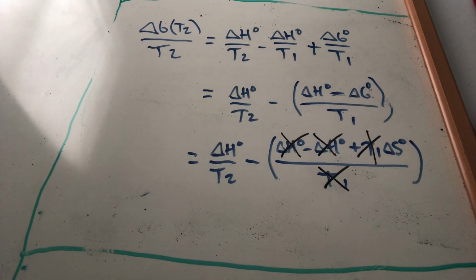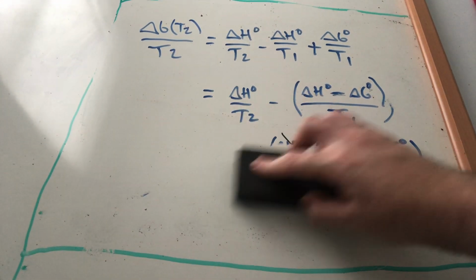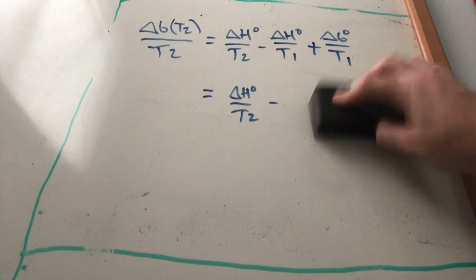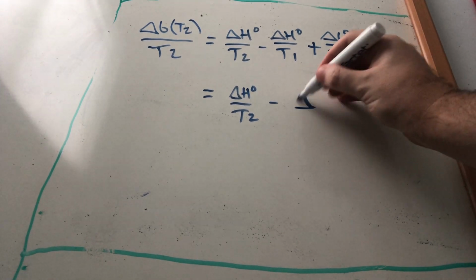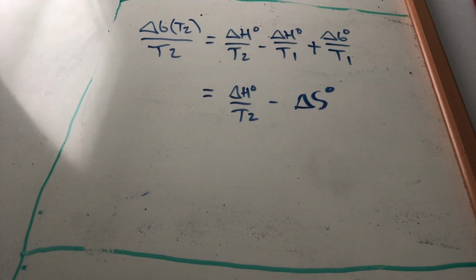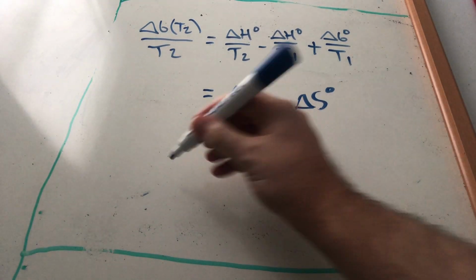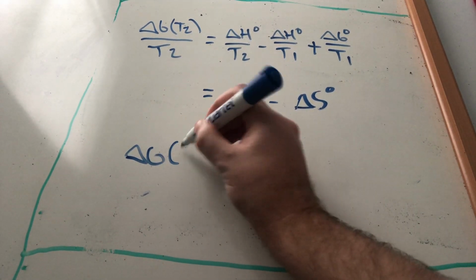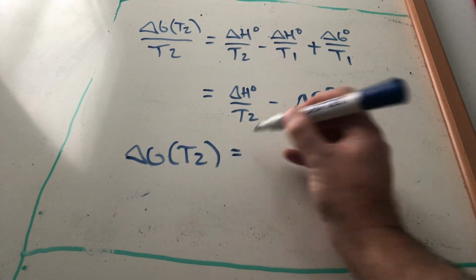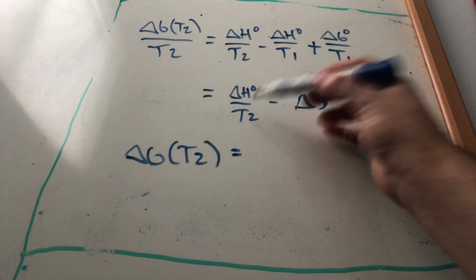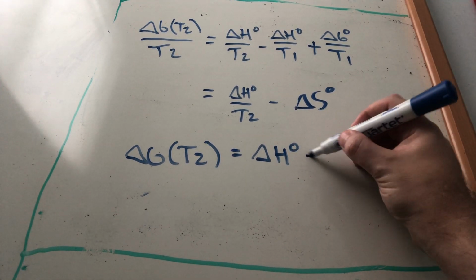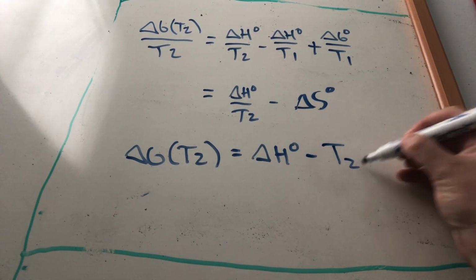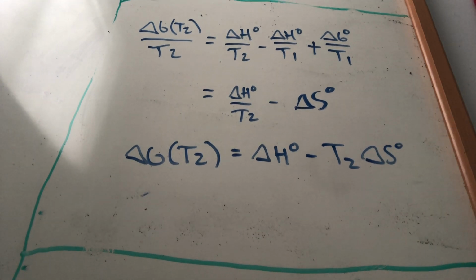So now to finish off this problem, just to rewrite what we have, we're left with, after our manipulations, a delta S naught on this side. So what do we do to solve for delta G at our new temperature? Delta G at our new temperature is equal to, okay, I'm going to multiply through by T2. The T2 hits that T2, and this becomes delta H naught, all right? There's no temperature here, so this becomes T2 delta S naught, okay?